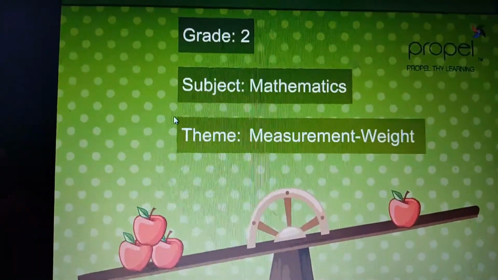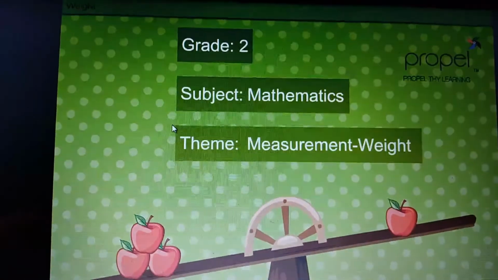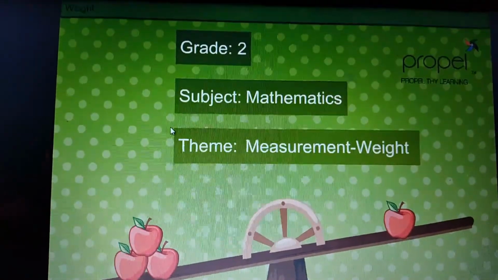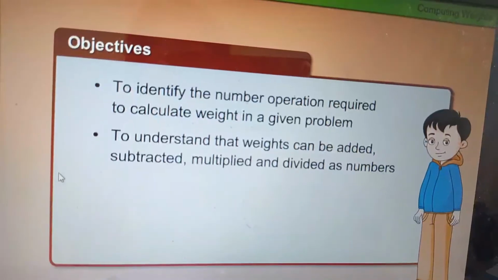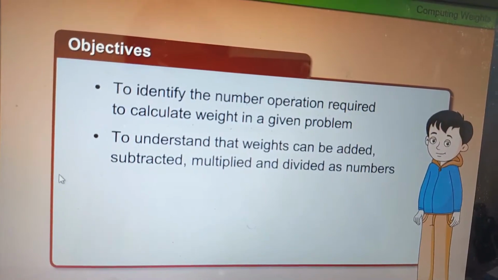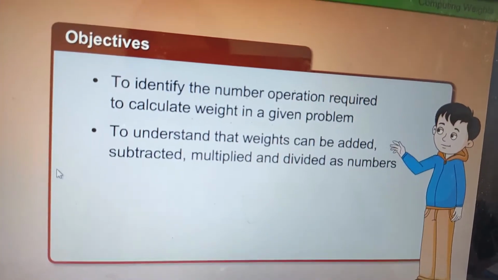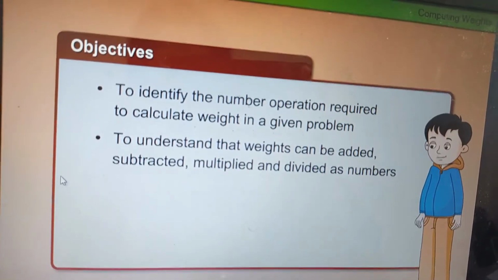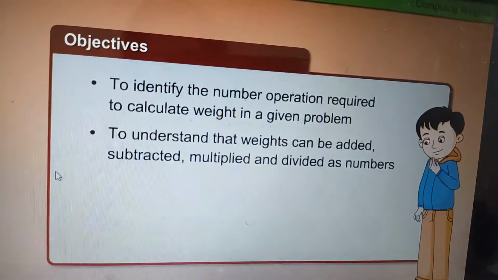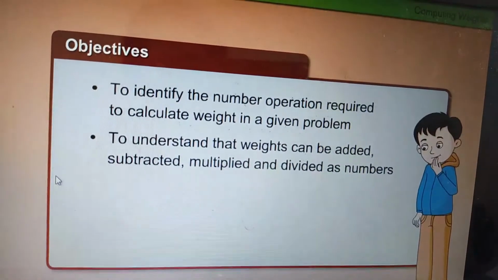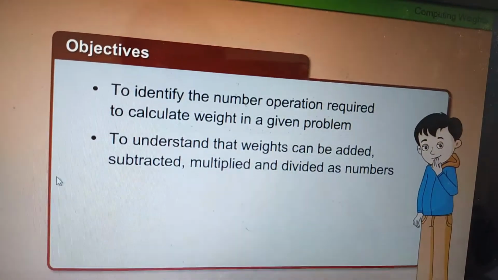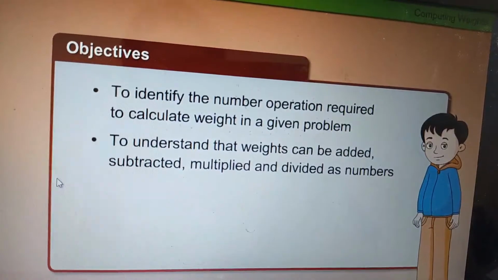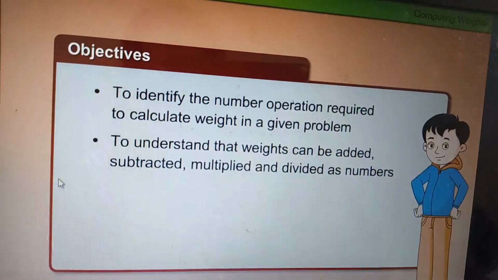Today's topic, computing weights. Compute means to calculate. Objectives: to identify the number of operations required to calculate weight in a given problem. To understand that weights can be added, subtracted, multiplied and divided as numbers.